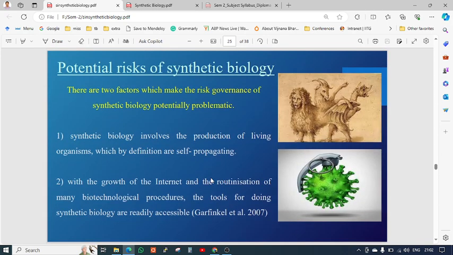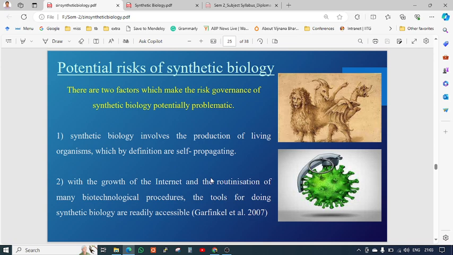And the potential risks of synthetic biology: we also know that whenever there are advantages, there must be disadvantages, and we have already discussed the disadvantages, such as threats on biodiversity, then genetic mutations. Next is the development of new viruses, like corona pandemics. This may also be possible.